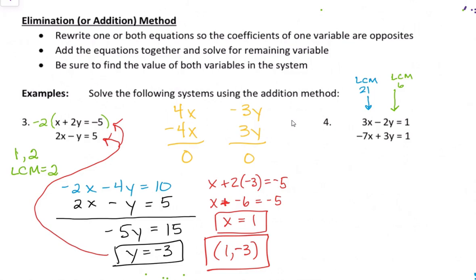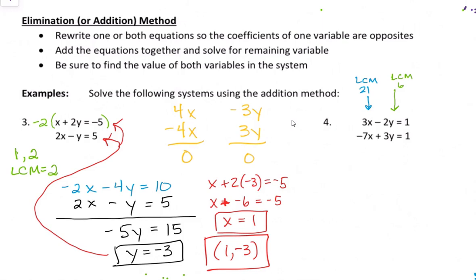So I might choose to eliminate the y's in this one just because the least common multiple is a smaller number. So the smaller the numbers, the easier the arithmetic is. So I'm going to do that on this one, eliminate the y values, but if you want to try eliminating the x's, that's fine. We should still get the same answer.